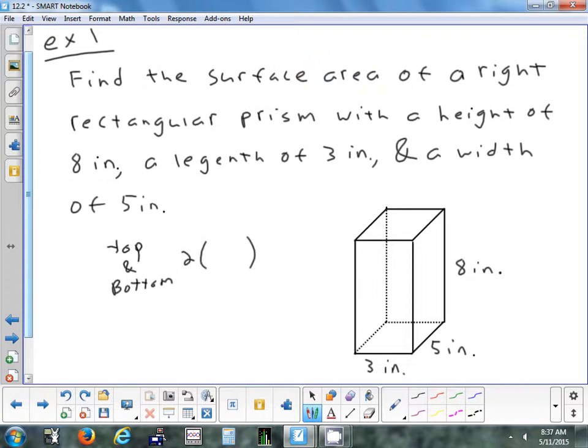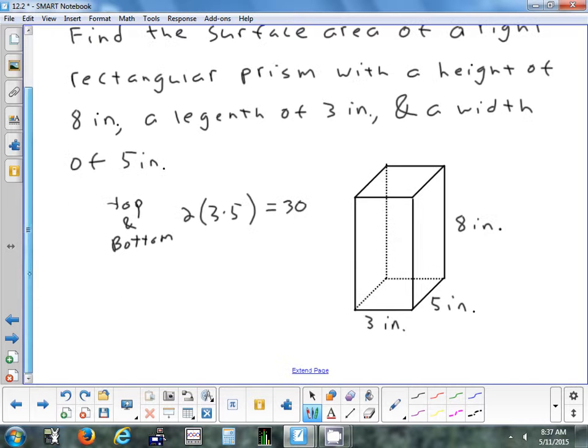First, I'm just going to put a 2 in front because I'm going to double whatever I get for the top to get the bottom. Okay, so the top is 3 by 5. So it's going to give me 15. Doubled is 30. Okay, so that's the top and bottom. Okay, now let's do the front and back.